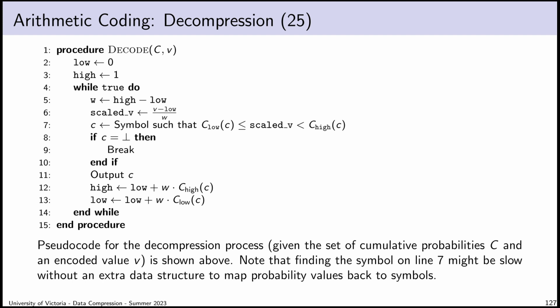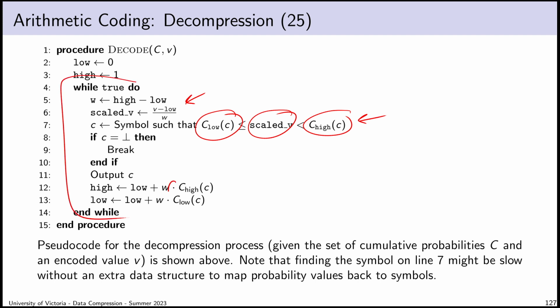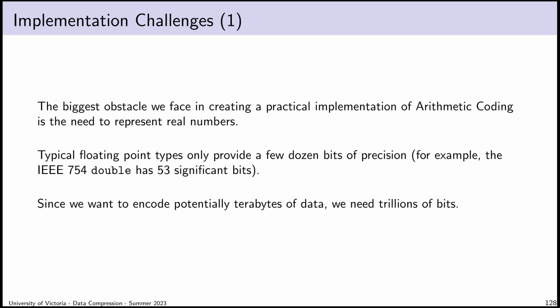The only step that isn't dead obvious is this one, which is at each step, once I've computed the scaled value of v, what do I do to figure out what symbol it is? Well, I have to go find a place in the table where scaled v is between C low and C high. But I could do that by linear search, or I could use some data structure or whatever. Other than line 7, everything else seems pretty straightforward. Just keep moving through symbols until you hit the end of message marker. That's it. And again, the difficulty here is not in the operations I perform, but how I perform arithmetic operations. So I'll come back to that.